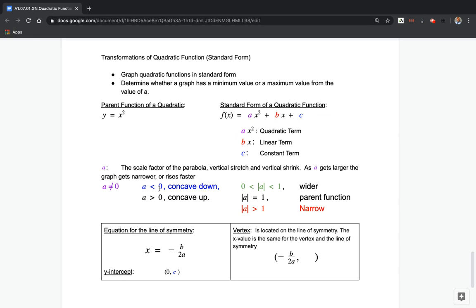So we talked about a few of these things. If the a value is less than 0, meaning negative, it's concave down. We saw that that makes the graph look upside down. If the a value is greater than 0, then it's concave up. And then we talked about the a value, how it makes the graph wider if it's a fraction, or more narrow if it's greater than 1. And we also talked about the c value always being the y-intercept.